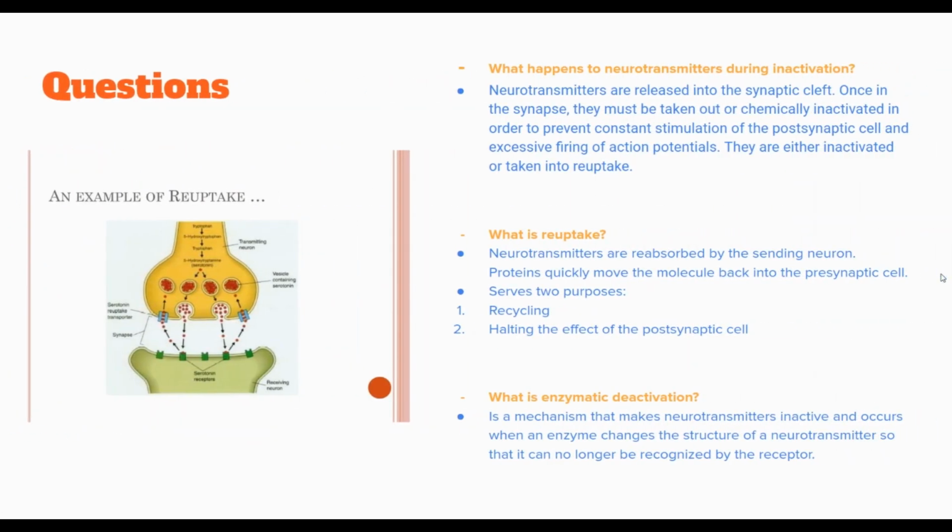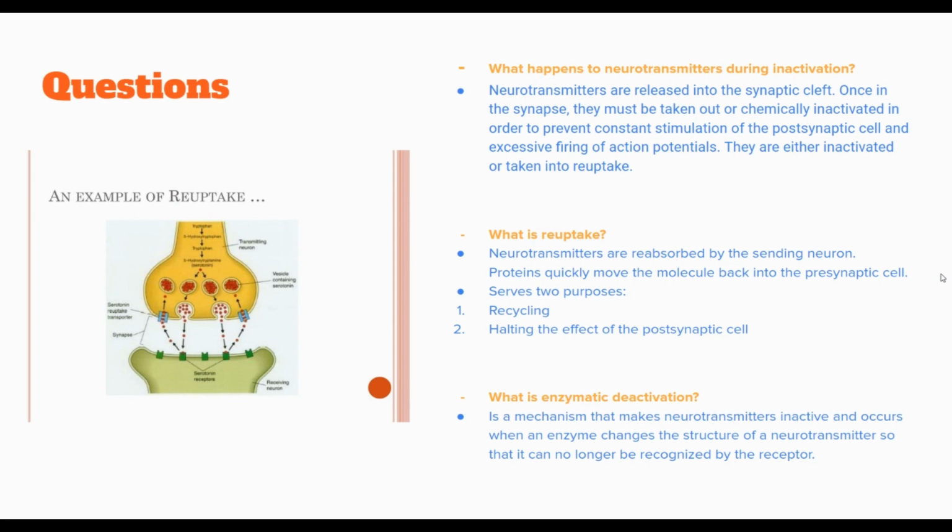So here's some questions. What happens to the neurotransmitters during inactivation? Neurotransmitters are released into the synaptic cleft. Once in the synapse, they must be taken out or chemically inactivated in order to prevent constant stimulation of the postsynaptic cell and excessive firing of action potentials. They are either inactivated or taken into reuptake.